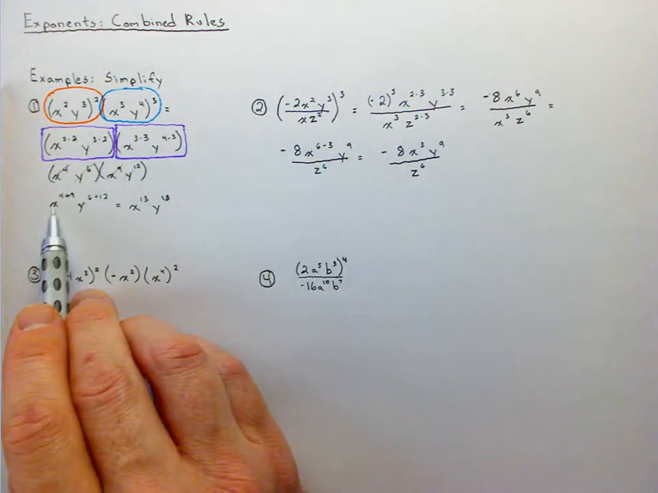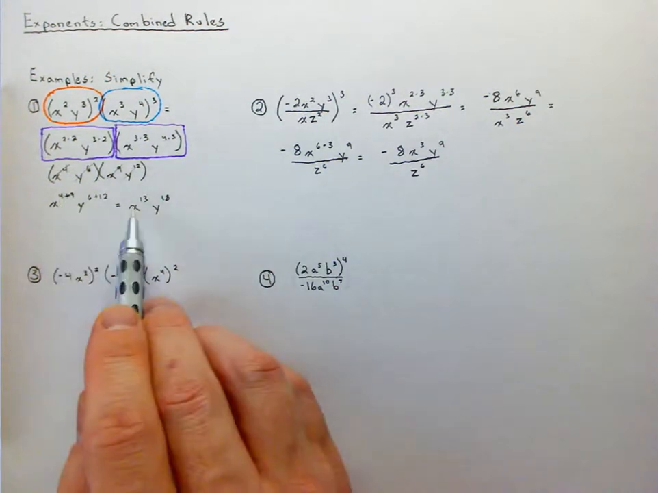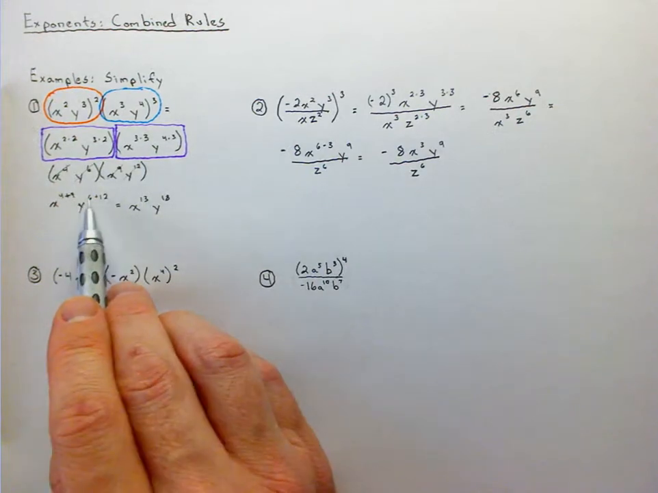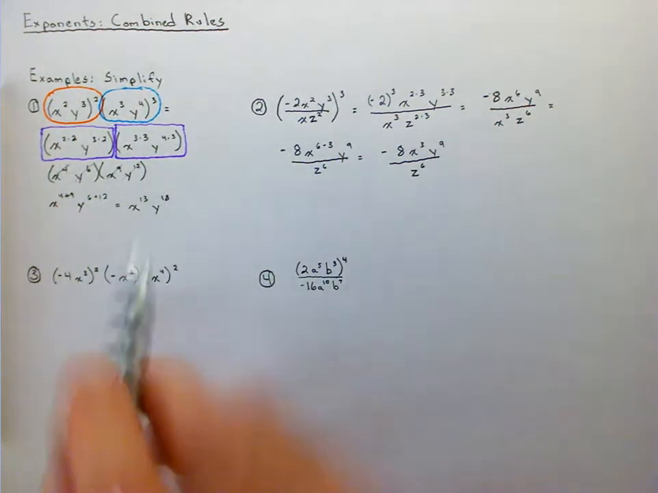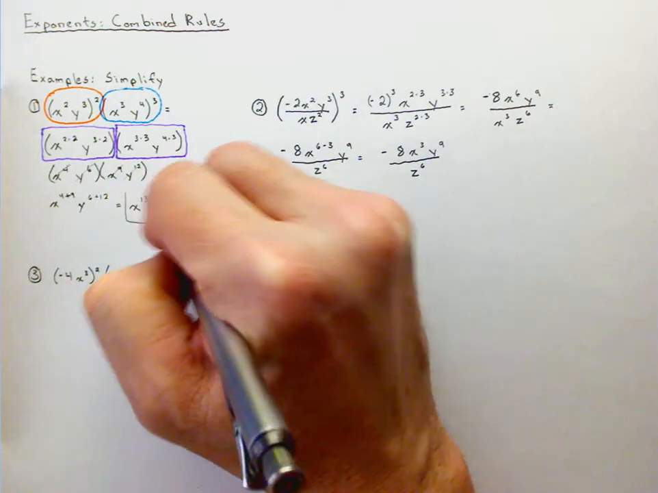Now I say x to the 4 plus 9, which is x to the 13th, and y to the 6 plus 12, which is y to the 18th. That is in simplified form right there.